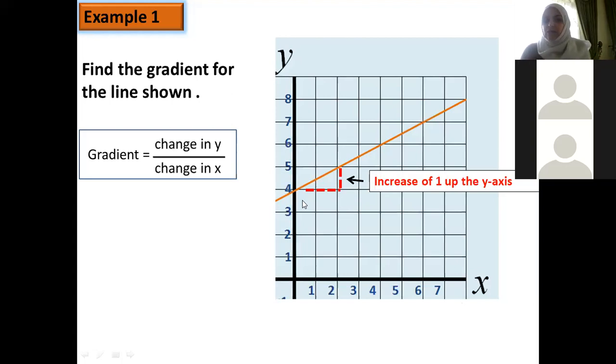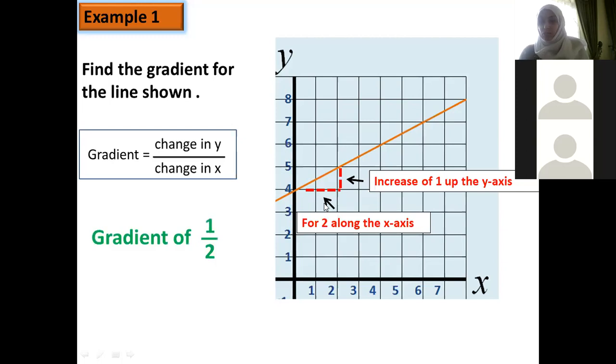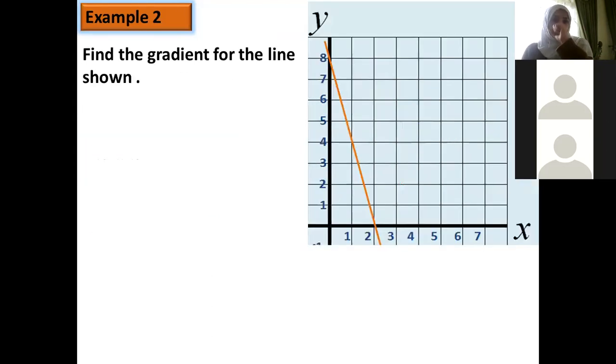1. 1 divided by how many across? 1.5. No, it's not 1.5. This is 1 square and this is 1 square, how many are they? They are 2. So this is 1 over 2 and the gradient is a half. Excellent, thank you Yusuf. So it's 1 up divided by 2 units across, and that is a half. Thank you Yusuf.